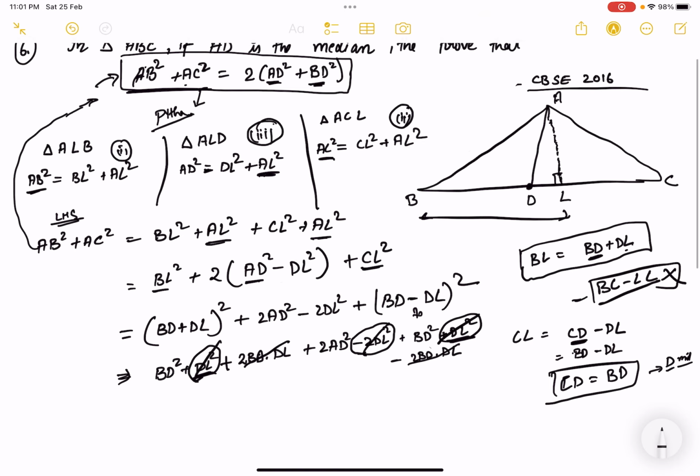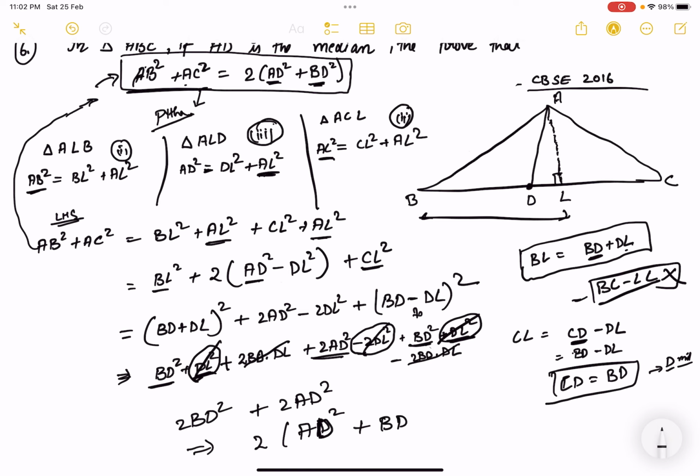So what are we left with? We are left with BD. So it's 2BD, BD square plus 2AD square, which is equal to, taking 2 common, we have AD square, this is AD square plus BD square. Hence, we have proved our final result.